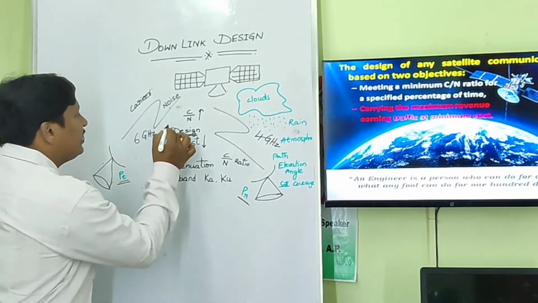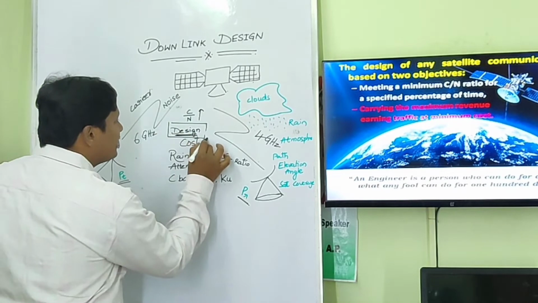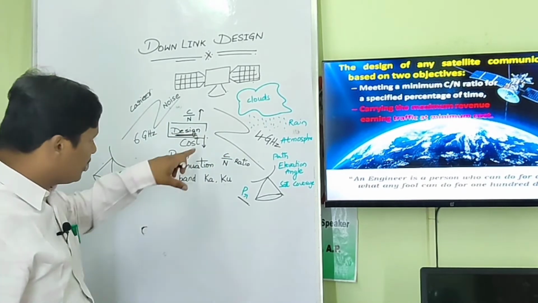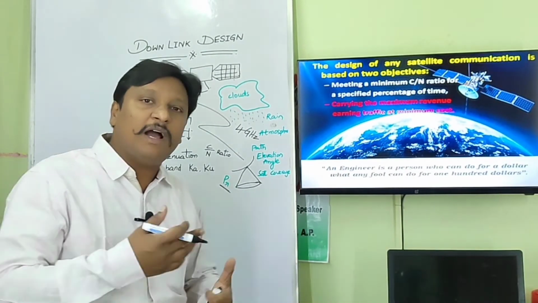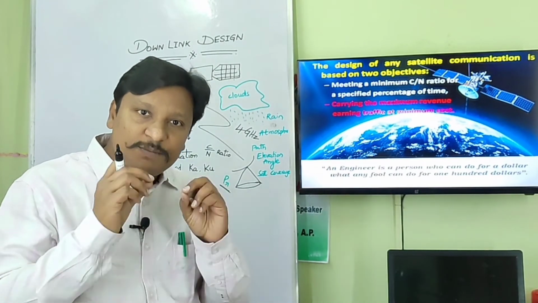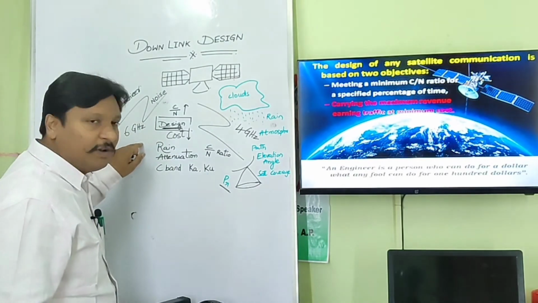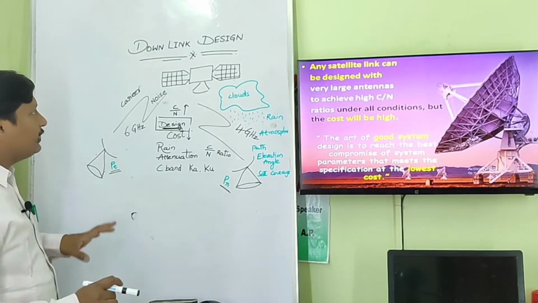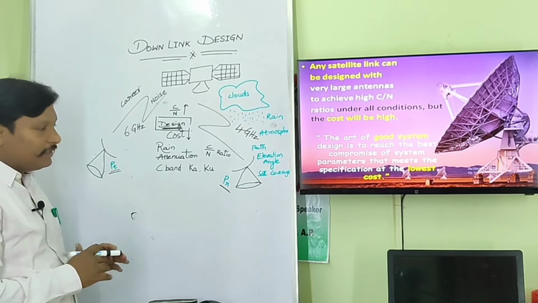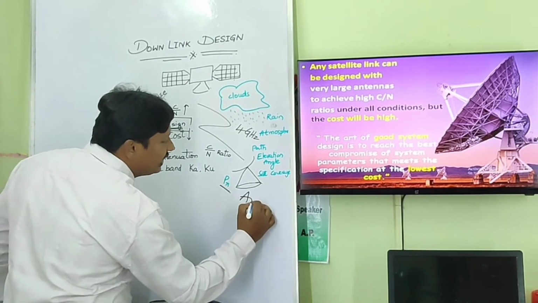So it is a very typical design that a satellite engineer has to do. Cost should be minimum, but also we have to achieve the very best, specified or optimized carrier to noise ratio. This is what we have to perform. Here the very important factor in the design of a satellite system is the antenna. Antenna is a very critical point.